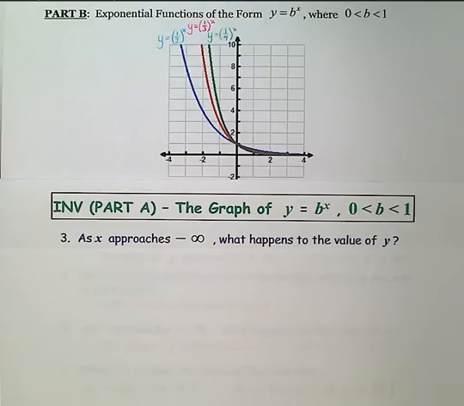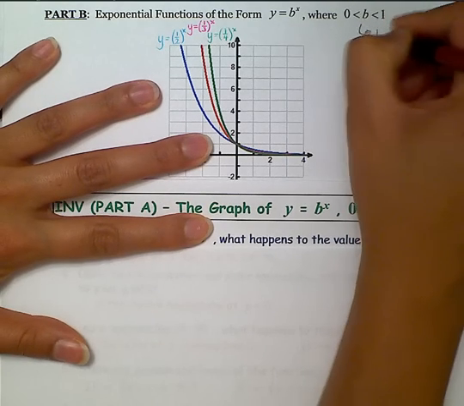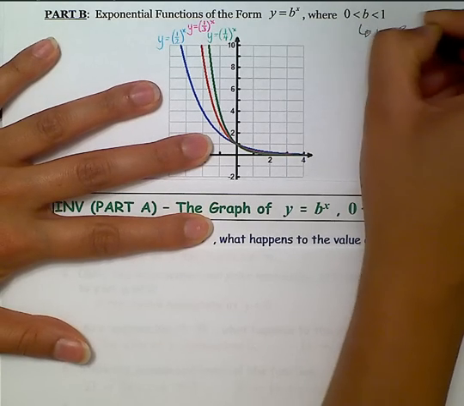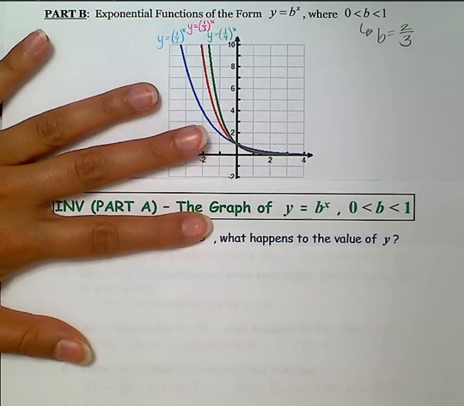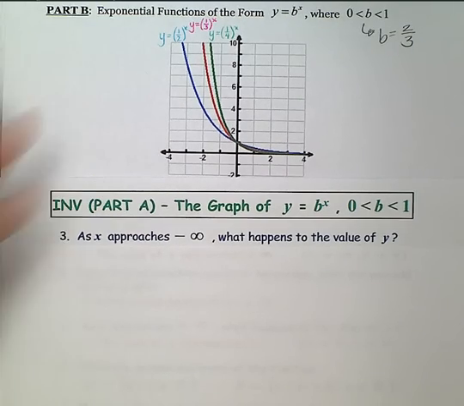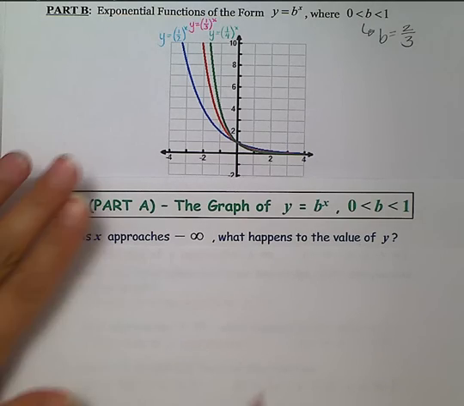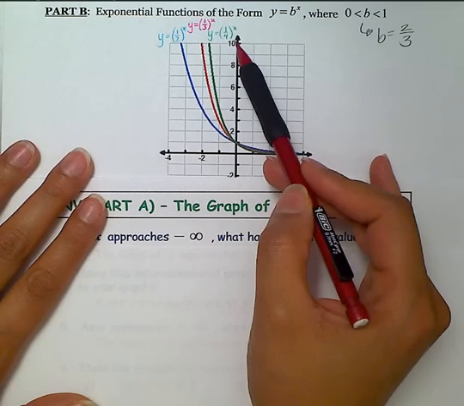Okay, so the second part of the investigation looks at exponential functions of the form y equals b to the exponent x again, but this time where the value of b is between 0 and 1. So what that means is you might have values of b such as 2/3. Okay, that's an example of b where the value of b is between 0 and 1. So the ones that we graphed in the investigation looked at y equals 1/2 to the exponent x, y equals 1/3 to the exponent x, and y equals 1/4 to the exponent x.